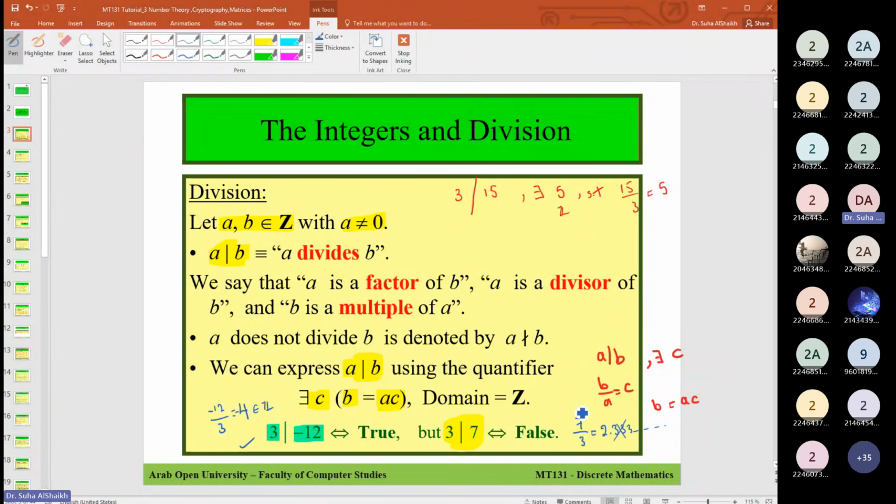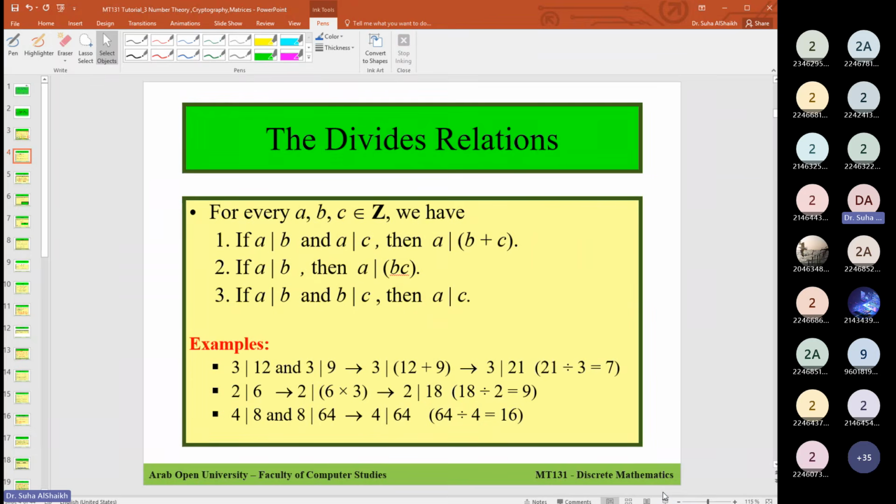معناها إن 3 is not dividing the 7. And we say that 3 does not divide 7. We write it like this. The 3 is not dividing the 7 here. Okay? So this is the division concept here.